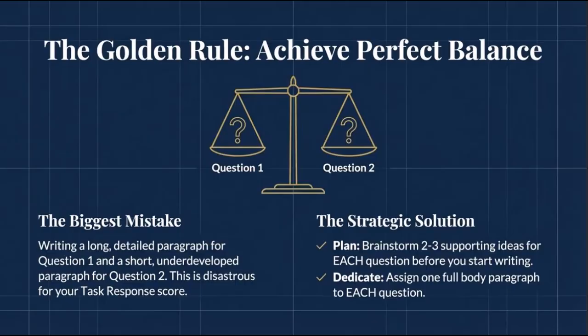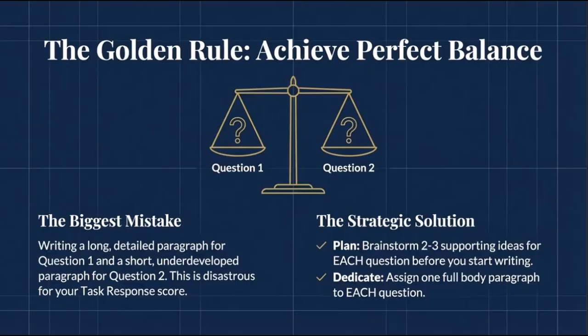The biggest mistake students make is that they might write a fantastic, long, well-developed paragraph answering the first question, and then, perhaps because they're running out of time or ideas, they only write a few short sentences for the second question. This is disastrous for your task response score. The examiner needs to see a complete and well-developed answer for both parts of the question. They've asked you two things, so they expect two full answers.